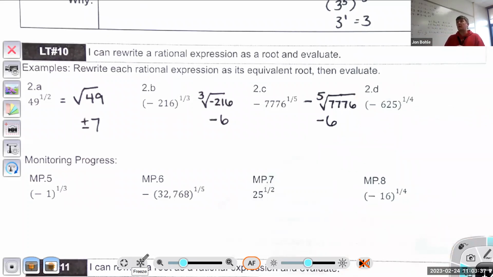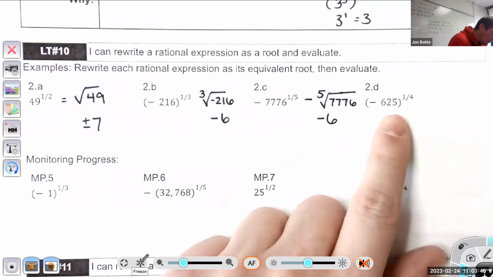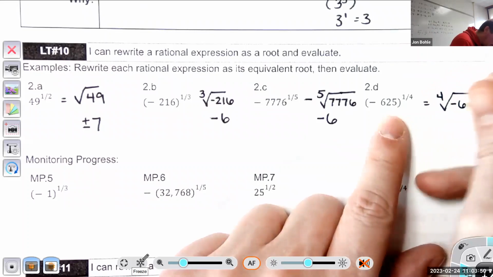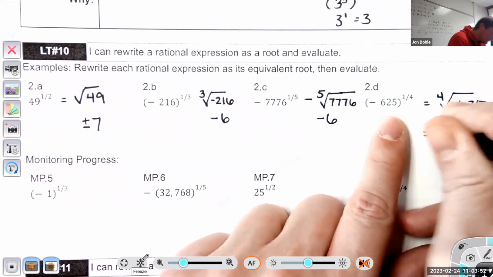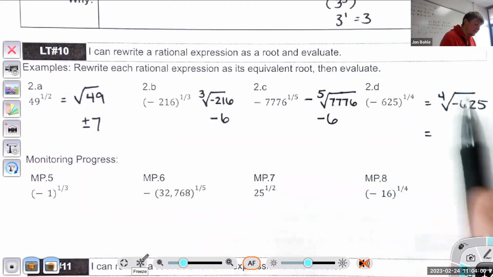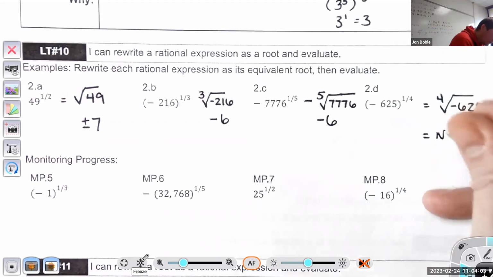2d. Is that negative going to go inside my parentheses or outside my parentheses? Okay, it's inside the parentheses, so it goes inside the root. What root? The fourth root. And what is the fourth root of -625? -5? Not -5. No real root. You can't take the even root of a negative number.